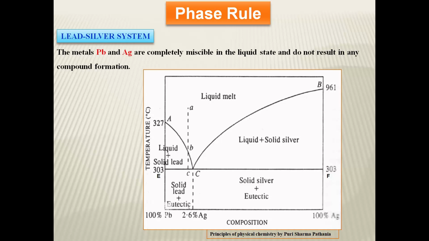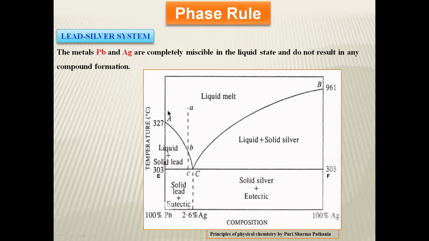The only difference is that there we had specified arbitrary metals A and B, but here a specific example is taken, that of lead and silver. This phase diagram is a TC diagram, applicable for two component systems. On the leftmost side is 100% lead, that is pure lead, and on the rightmost side is 100% silver, that is pure silver.